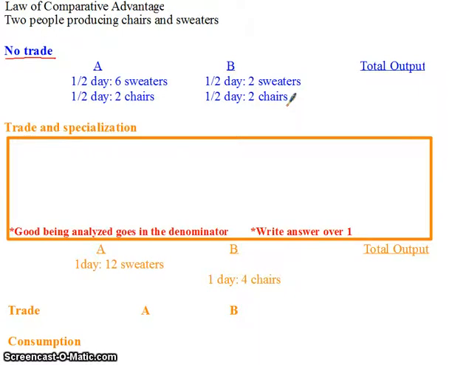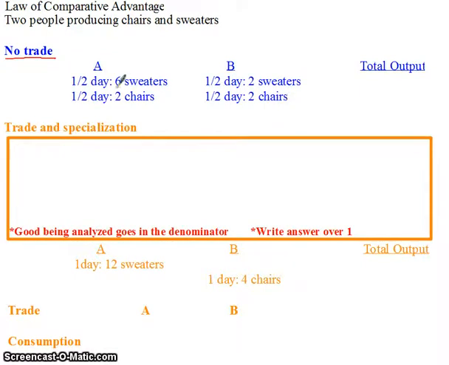So what will society have if society is made up of just these two guys, person A and person B? They're the only two people in our little society. What's the total number of sweaters that they can make in a day? Well, that's assuming A is going to spend half a day making sweaters and half a day making chairs. B is going to spend half his day making 2 sweaters and the other half of his day making 2 chairs.